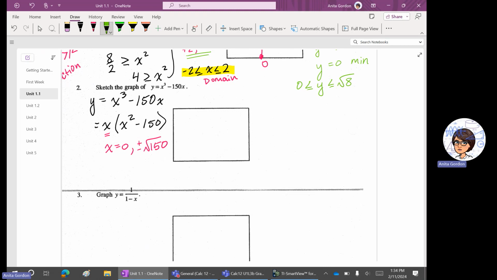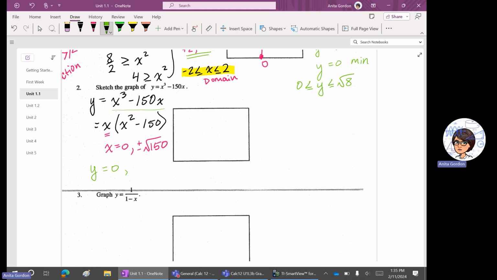Now, what about my y values? If x is 0, then y is 0. If x is, what would be a maximum? I'm not really sure how to do this part in terms of finding the vertex, but let's guess it's probably a large number. Where would our vertex be? Our vertex would be somewhere between 0 and root 150. And this looks symmetric, so it would be almost halfway between 0 and root 150.